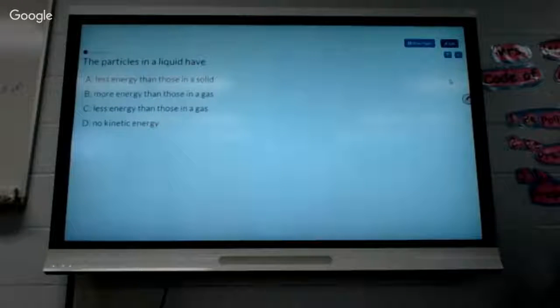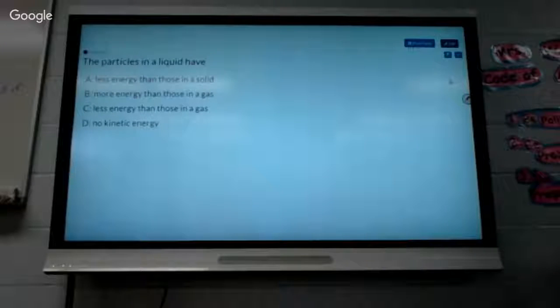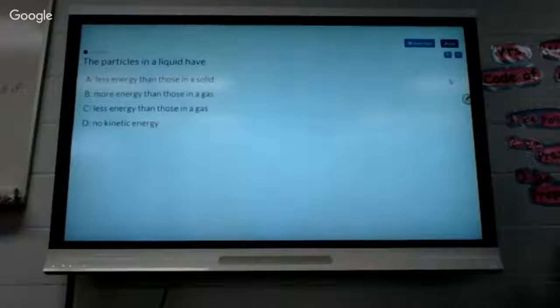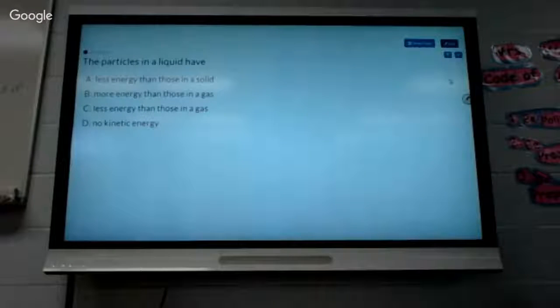So in A, the particles in a liquid have less energy than those in a solid. Does the liquid have less energy than a solid? No, the solid has less energy. The solids are locked into position. They have less energy, so that's wrong. B: the particles in a liquid have more energy than a gas. Does a liquid have more than a gas? No, the gas has more, so B's wrong. The particles in a liquid have less energy than a gas. Yes, that was right. All right, that one wasn't too hot, guys. Try the next one.